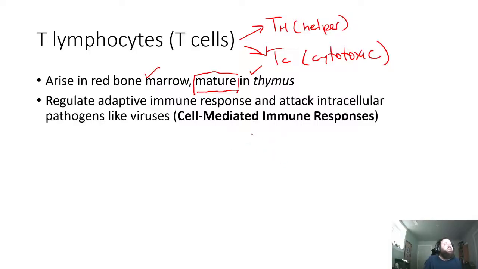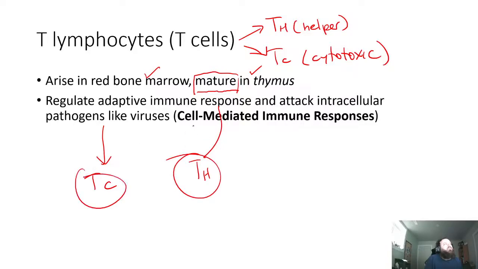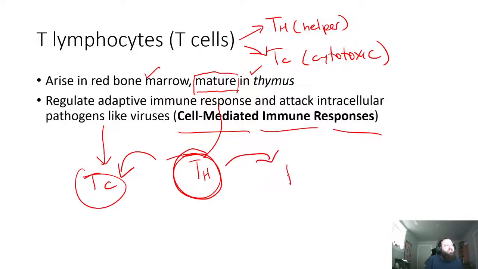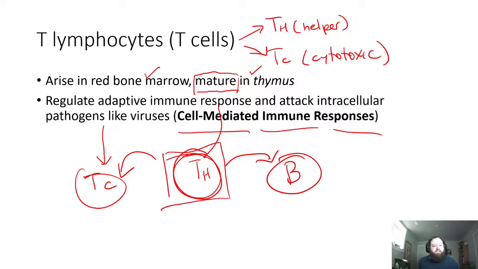The function of the T cells is to regulate adaptive immune responses. That's the responsibility of the helper T cells, and attack intracellular pathogens like viruses. That's your cytotoxic T cell. These, when they act, are referred to as the cell-mediated immune responses. So the helper T cell, as we're going to see, can help the cytotoxic T cell do its job, but the helper T cell can actually also go and help the B cell do its job. And in that way, the helper T cell is kind of the center of the story.